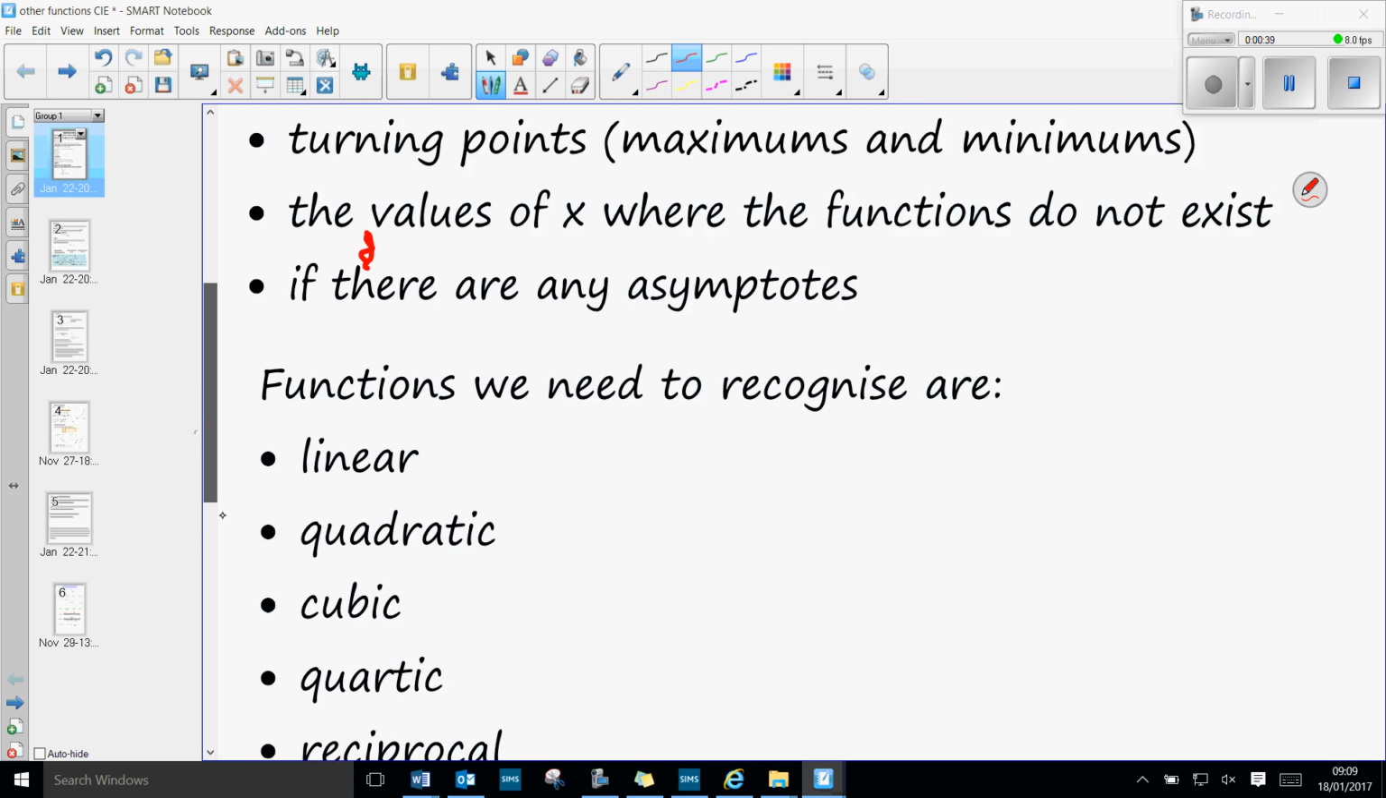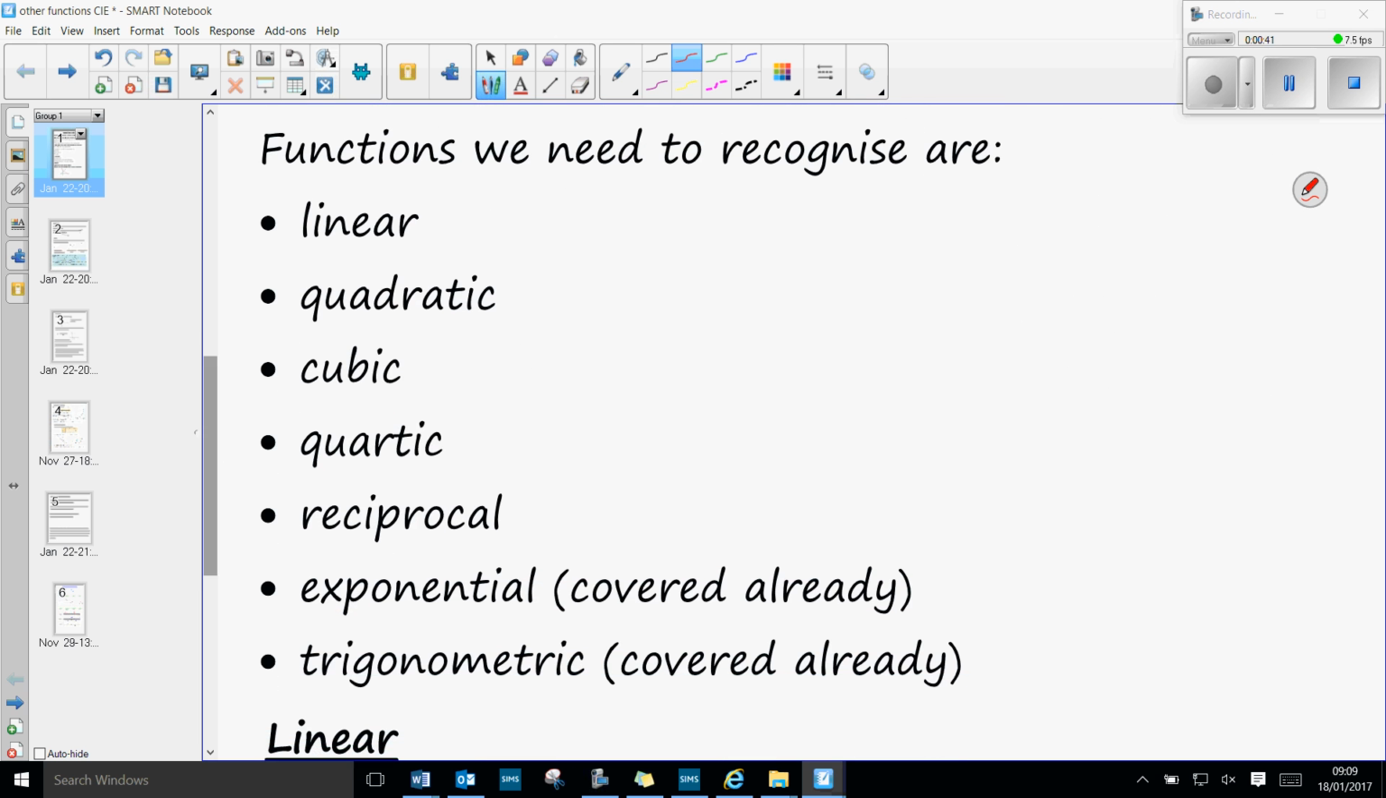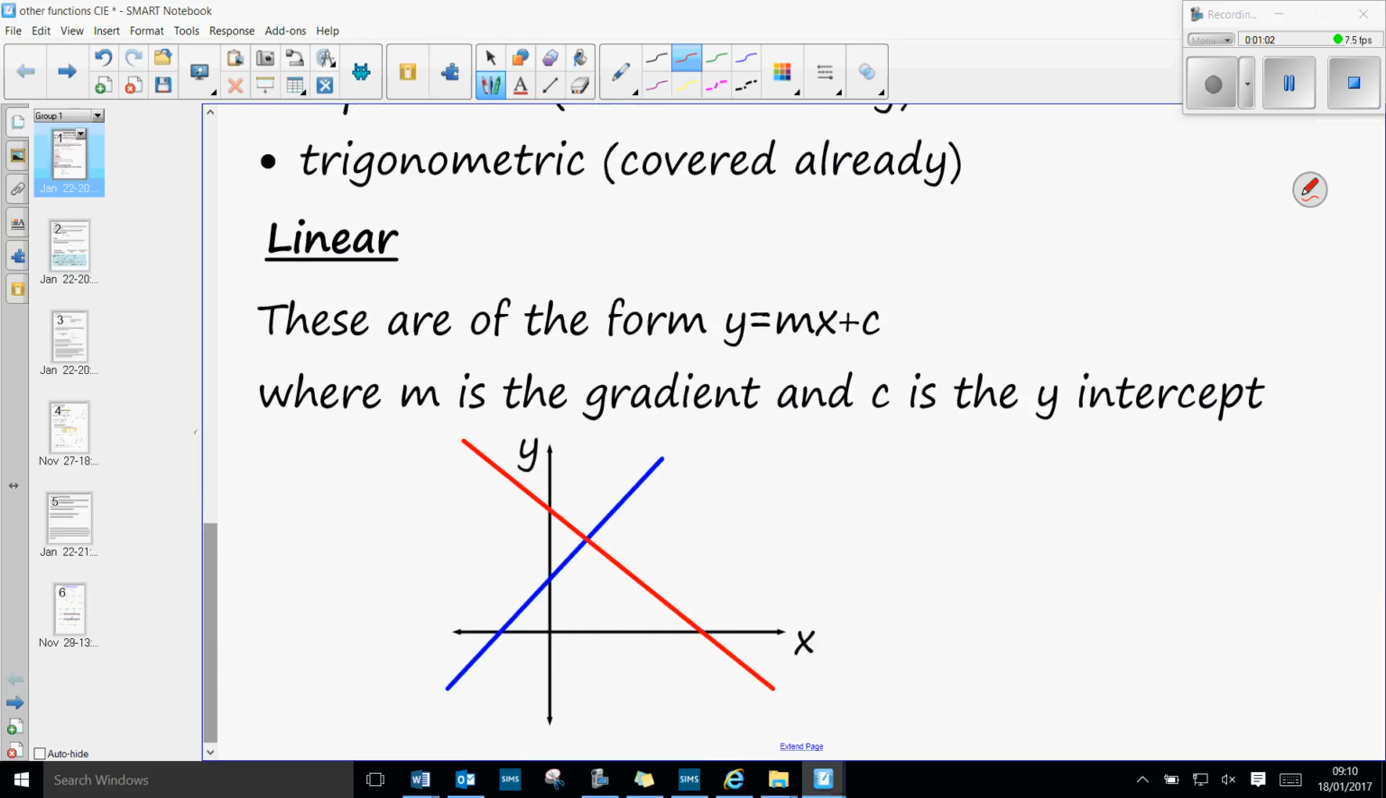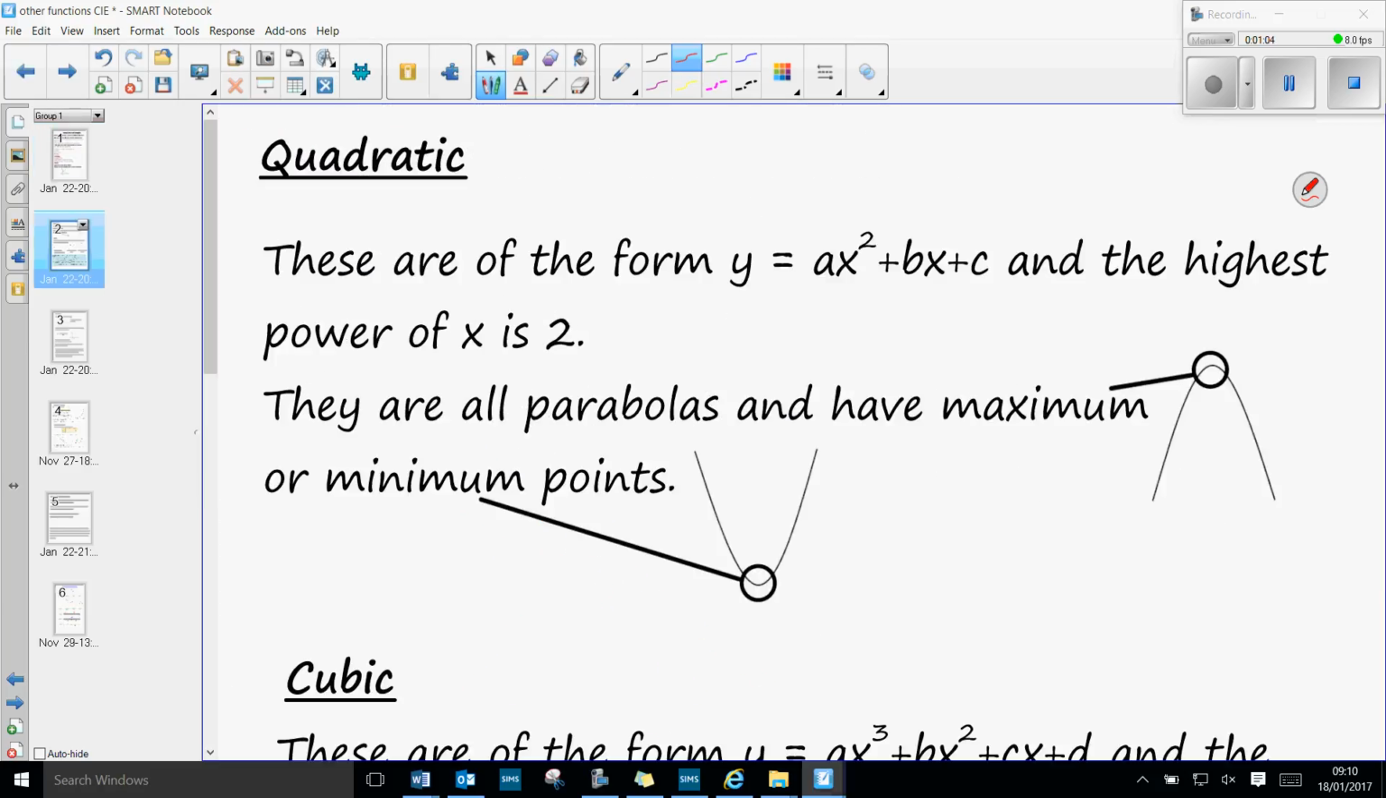The functions we need to recognize include, actually, you don't need quartic. Ignore these, covered already. But we have covered exponentials, we have covered log graphs. So this is the one that we need to focus on now. I will discuss cubics as well. So linear, y equals mx plus c, it's a given. Quadratic, I've talked about this enough.